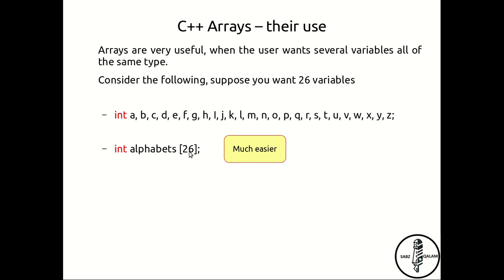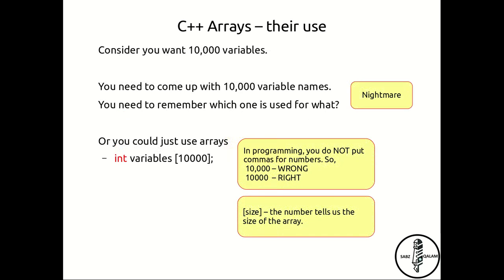Now, you could say, I just want my variables separately, and that's fine. But let's consider another case. How about if you have 10,000 variables? Well, if you want to do them separately, you need to come up with 10,000 variable names, and you really need to remember what each of them was useful for. That's more of a nightmare. You could simply just use integer variables 10,000, right? This is much simpler.